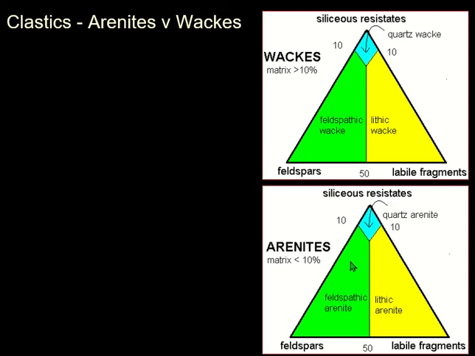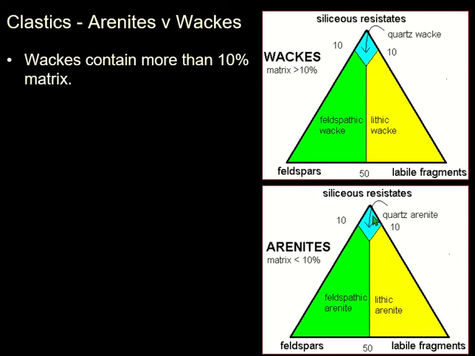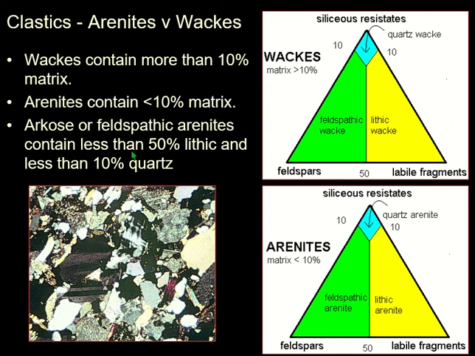Now, if they have a lot of feldspars, they're feldspathic arenites. And if they're filled with rocks, they're lithic arenites. And if they're filled with quartz, they're quartz arenites. So wackes contain more than 10% matrix. Arenites contain less than 10% matrix. Arkoses, another word for feldspathic arenites, contain less than 50% lithic and less than 10% quartz. So here you can see a thin section of one of these feldspathic arenites.